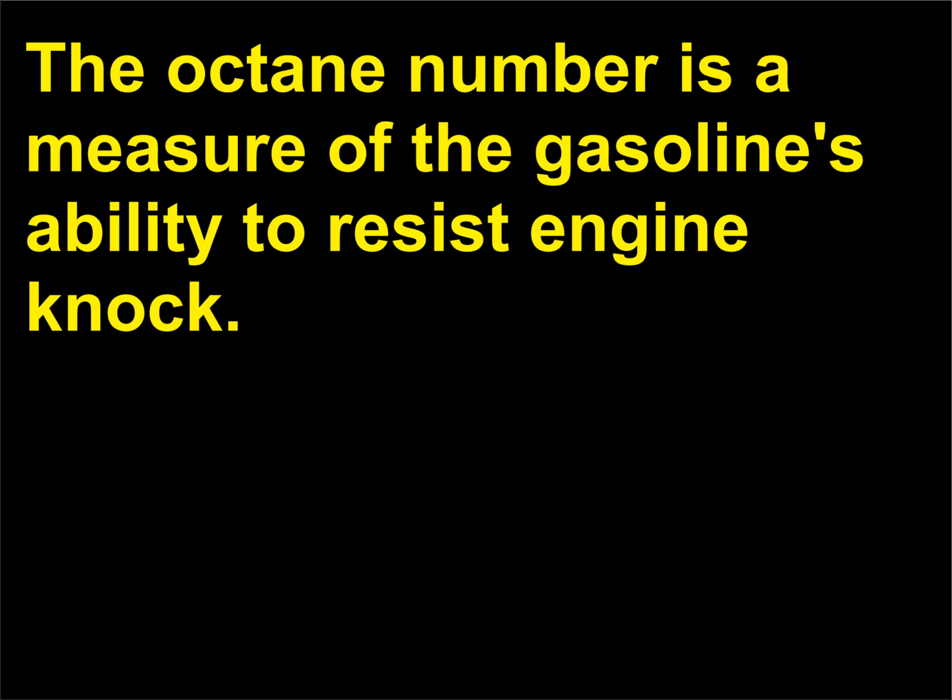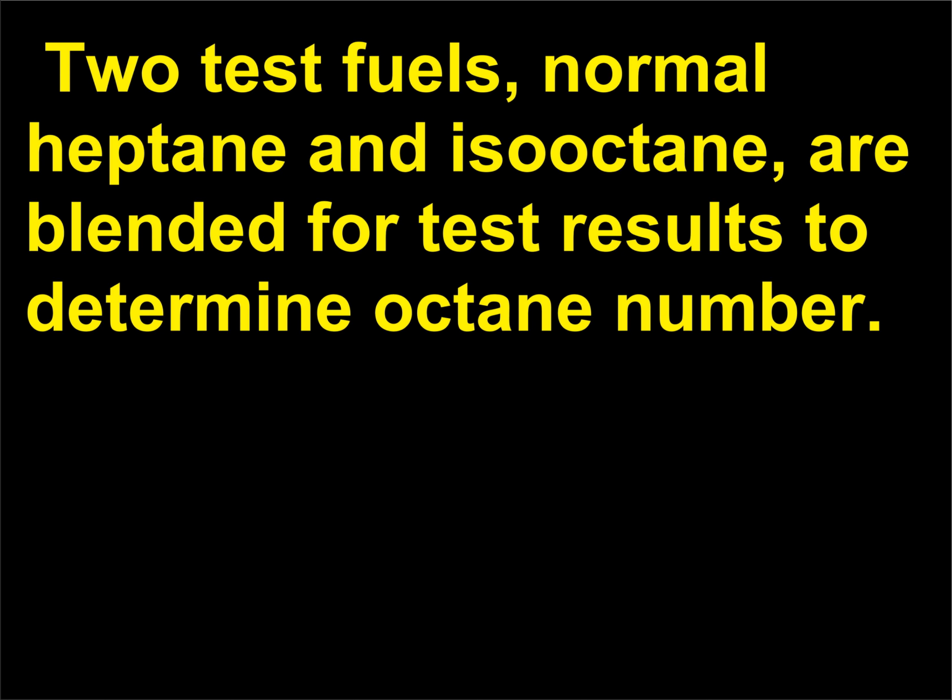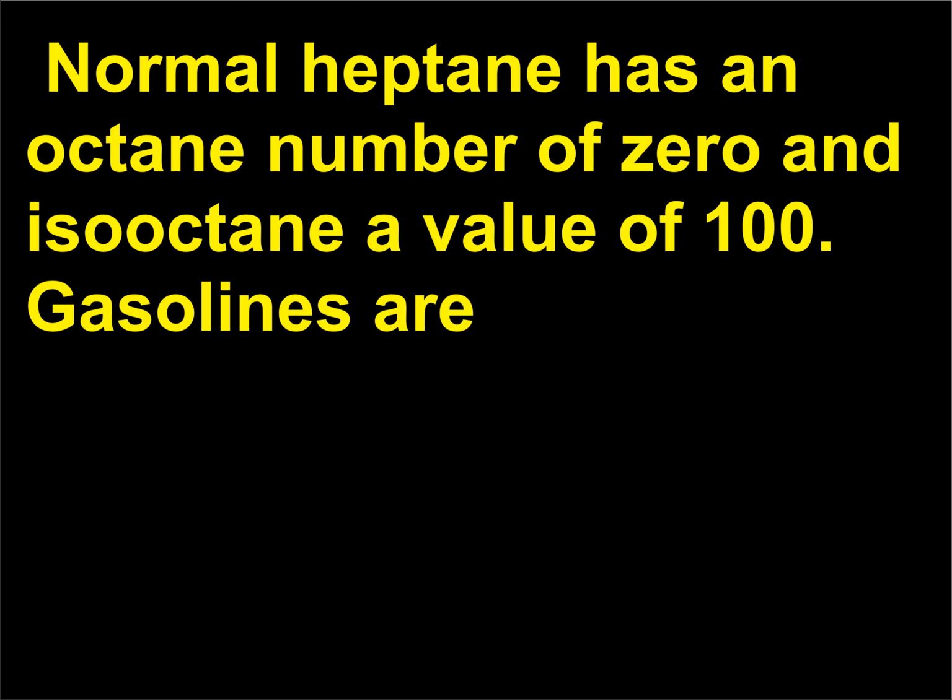The octane number is a measure of the gasoline's ability to resist engine knock. Two test fuels, normal heptane and isooctane, are blended for test results to determine octane number. Normal heptane has an octane number of 0 and isooctane a value of 100.